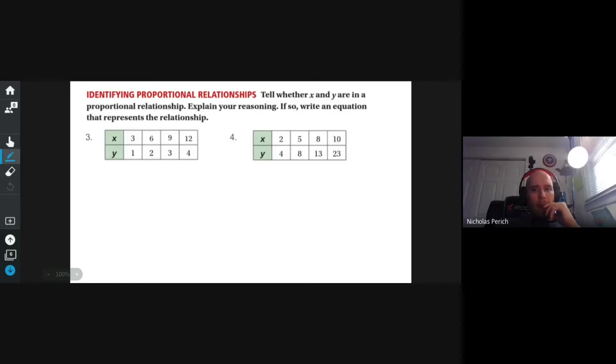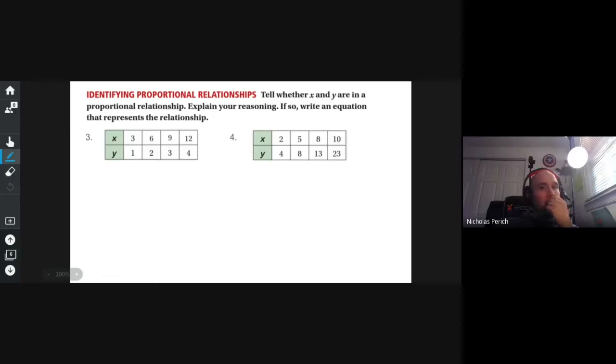Tell whether x and y are in a proportional relationship. Explain your reasoning. I guess the easiest way to do this is look for a pattern. Look for a pattern. Oh, that won't help. I'm trying to avoid doing the other thing. I don't want to do it. I have to do it.